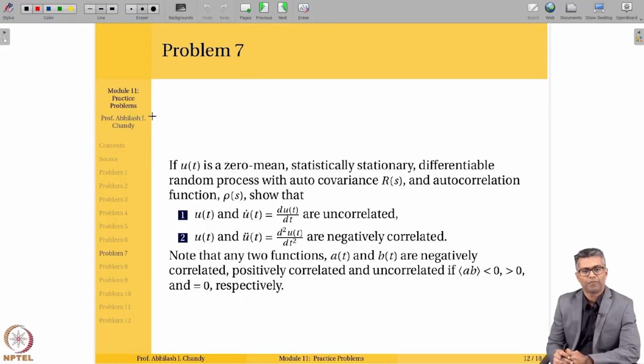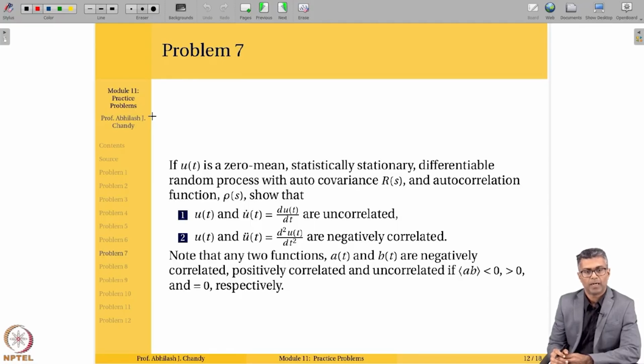Hello everyone. So let's continue to work out some more problems. This is problem number 7. Here, if u(t) is a zero mean, statistically stationary, differentiable, random process with autocovariance R(s) and autocorrelation function rho(s), show that, first part, u(t) and u dot of t, where u dot of t is d/dt of u(t), are uncorrelated.